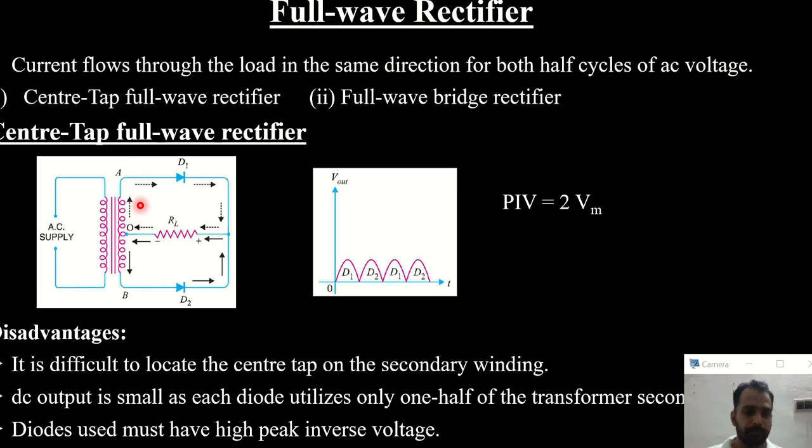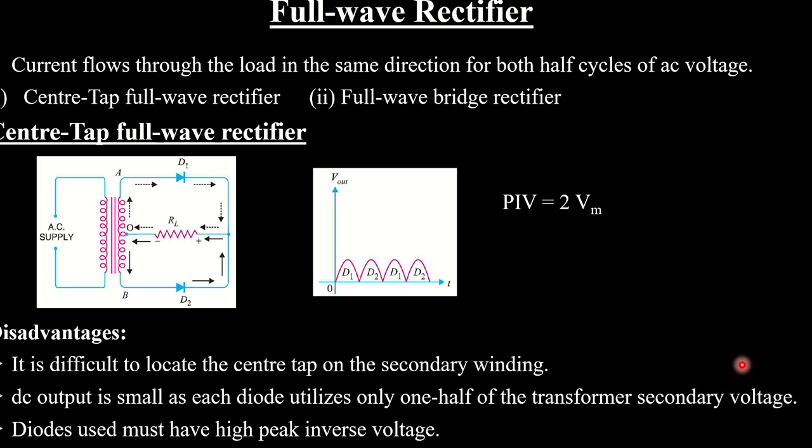The disadvantages of this center tap full wave rectifier are, first, it is difficult to locate the center tap on a secondary winding. Once we are getting a center tap transformer it is okay, but usually it is very difficult to locate a center tap. Another disadvantage is that the DC output is small, as each diode utilizes only one half of the transformer secondary voltage.